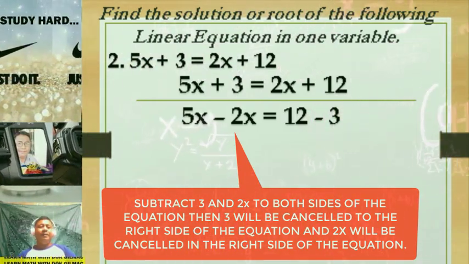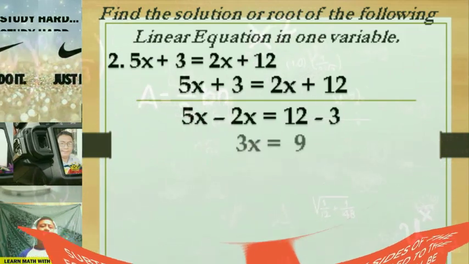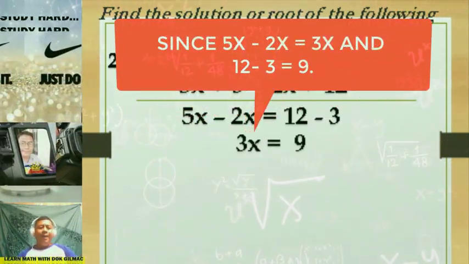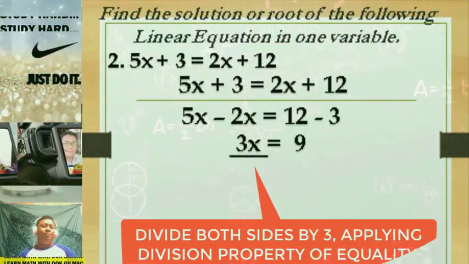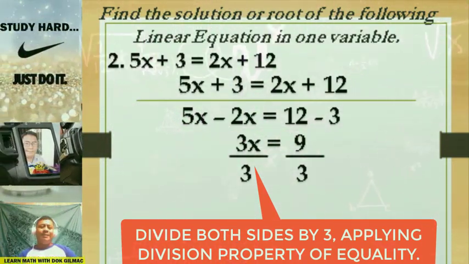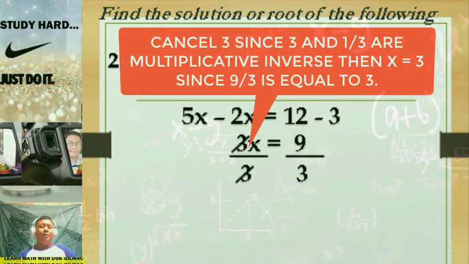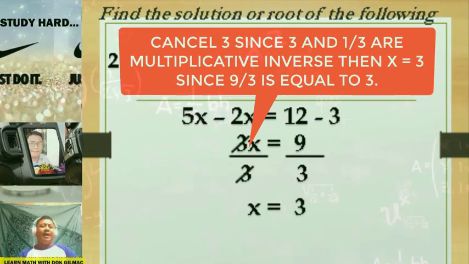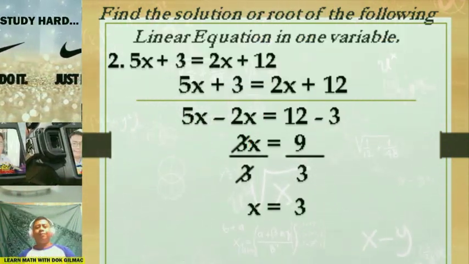Simplifying further, 5x minus 2x is just equal to 3x, and 12 minus 3 is equal to 9. Applying the division property of equality, we simply divide both sides of the equation by 3, so we can just cancel 3. From here, we have x is just equal to 3, since 9 divided by 3 is equal to 3.